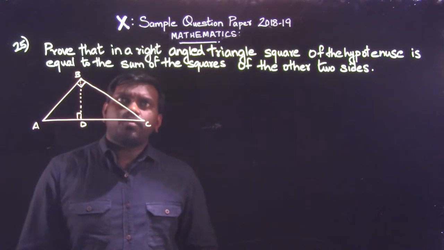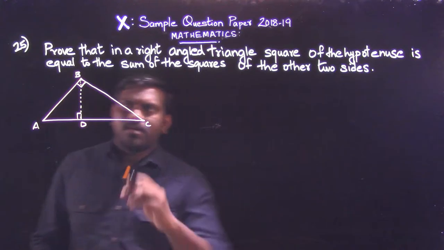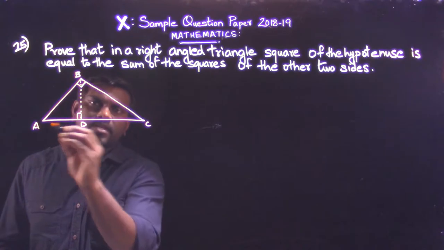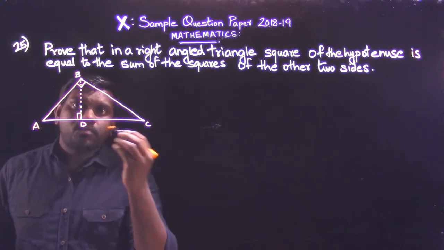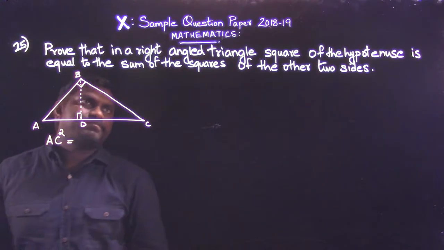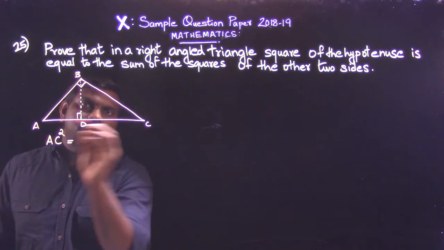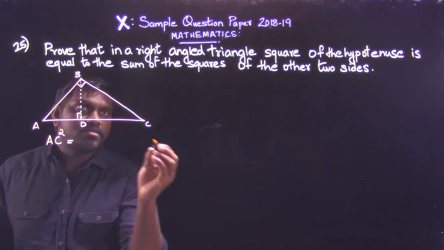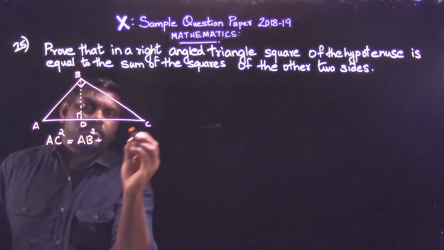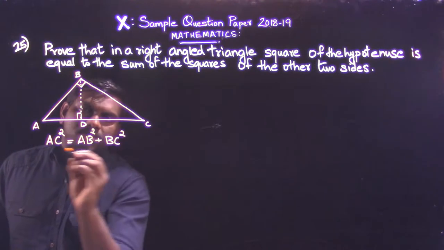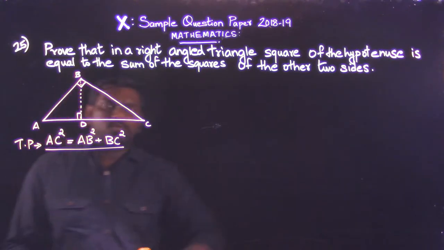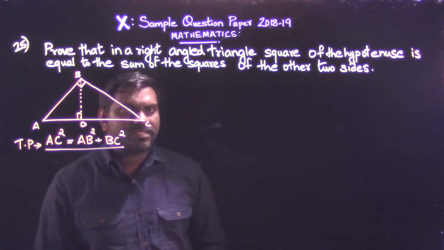Now what we are supposed to prove is like the Pythagoras theorem. From the picture itself, it's very clear that in the biggest triangle, AC is my biggest side, which is my hypotenuse. So you are supposed to prove here that AC square is equal to AB square plus BC square. This is what I am supposed to prove.